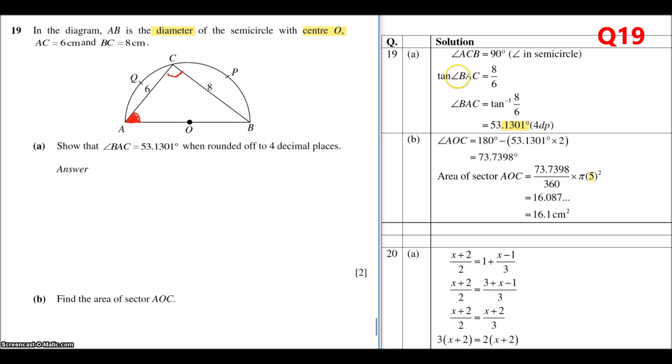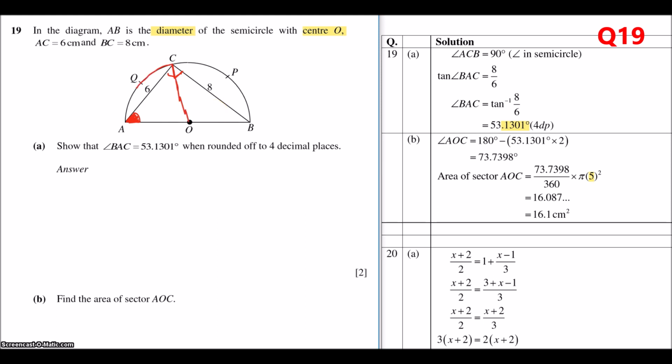That is why immediately they put down 8 over 6, because you take this angle, tangent is here over here. After that, you do tangent inverse on both sides. You can get the answer, but take note it's 4 decimal places because they wanted it over here. Next, you're supposed to find sector AOC. AOC is this one, which means sector, right? So sector, we want the pizza.